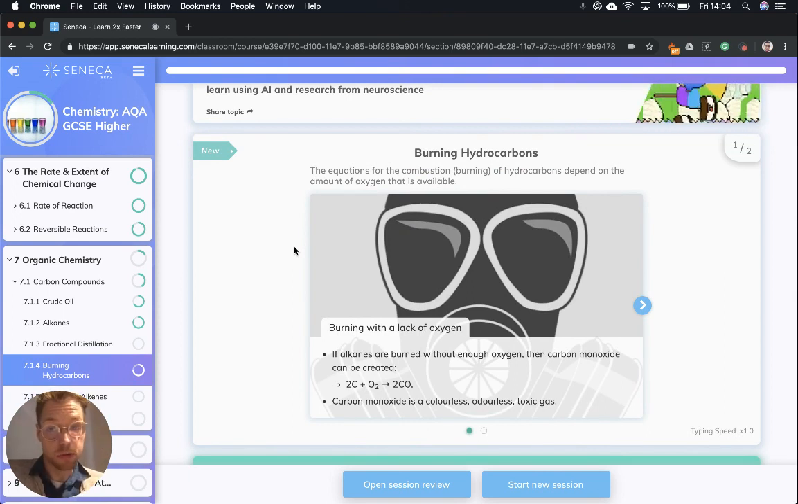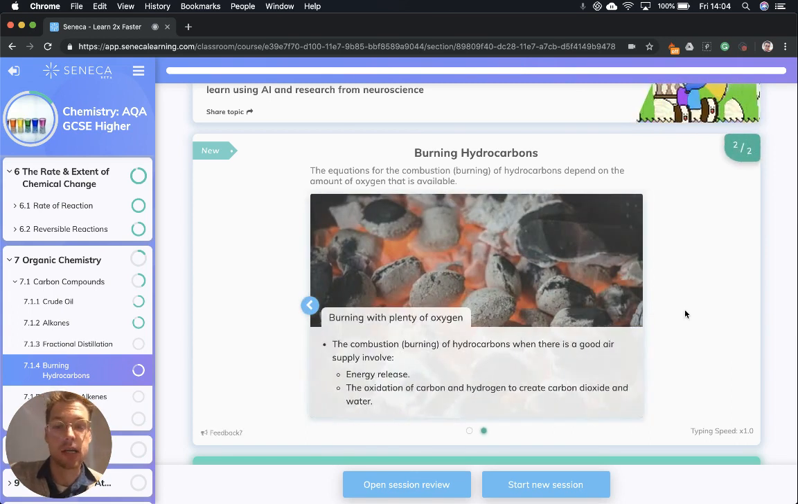Burning hydrocarbons. Hydrocarbons are extracted from crude oil and they make really, really good fuels. So we take normally an alkane. Alkanes are unreactive but burn really well, and we burn them in oxygen. Now, if there's not enough oxygen present, we make carbon monoxide, and the equation for that is 2C + O2 goes to 2CO, because "mono" means one: carbon monoxide. It's a colorless, odorless, and super toxic gas.